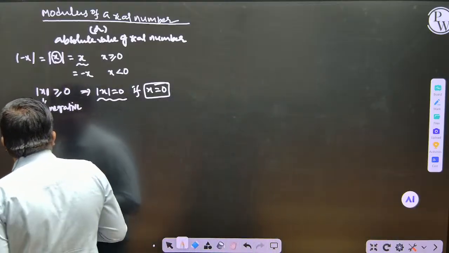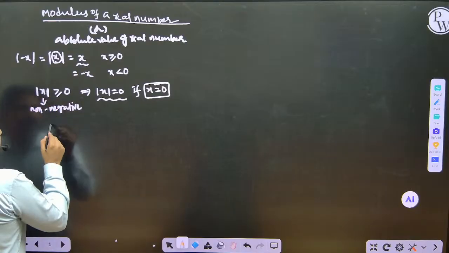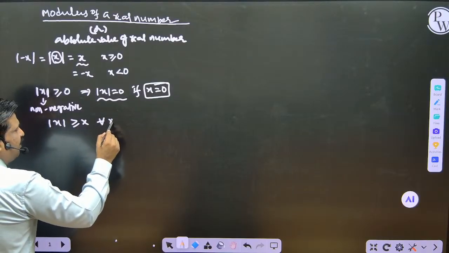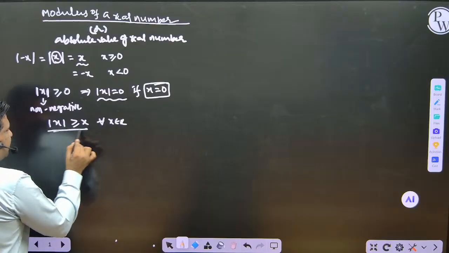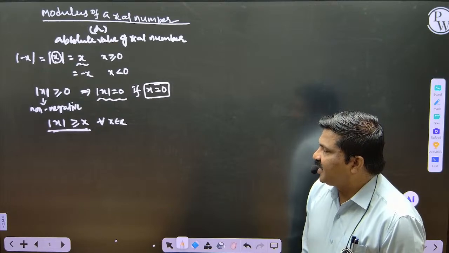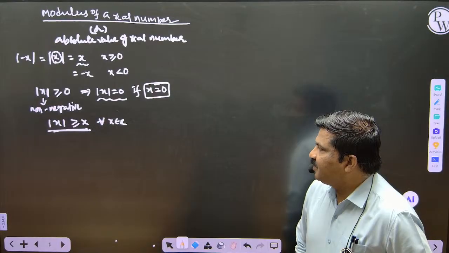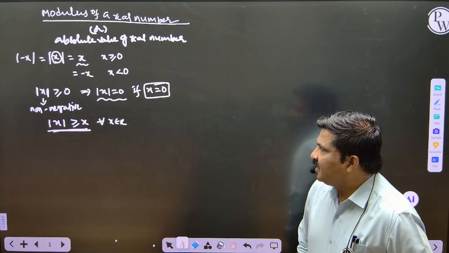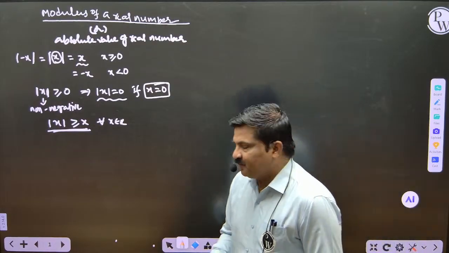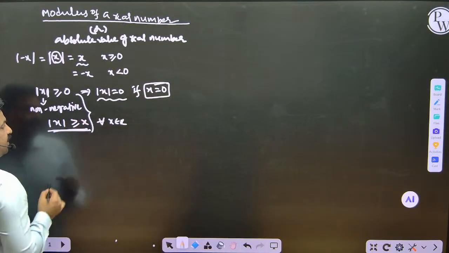Second one, look at this here. Modulus of x is always greater than or equal to x for all x belongs to R. This modulus of x value is either greater than x or equal to x for every x belongs to R. So these are the properties related to modulus.